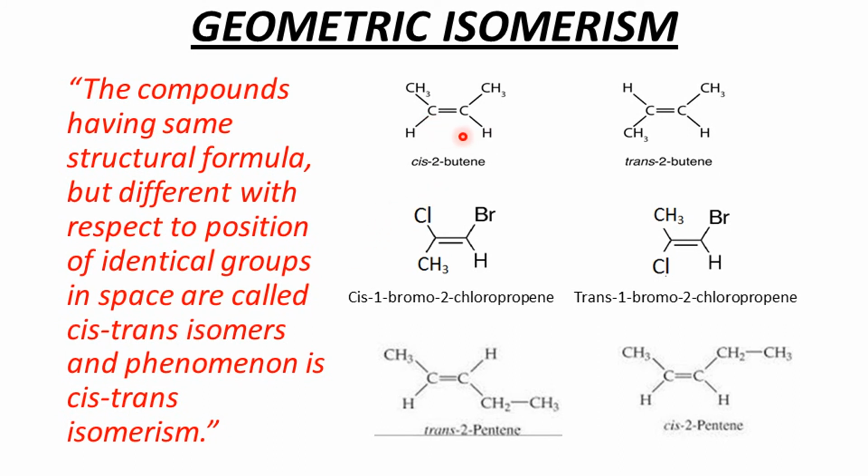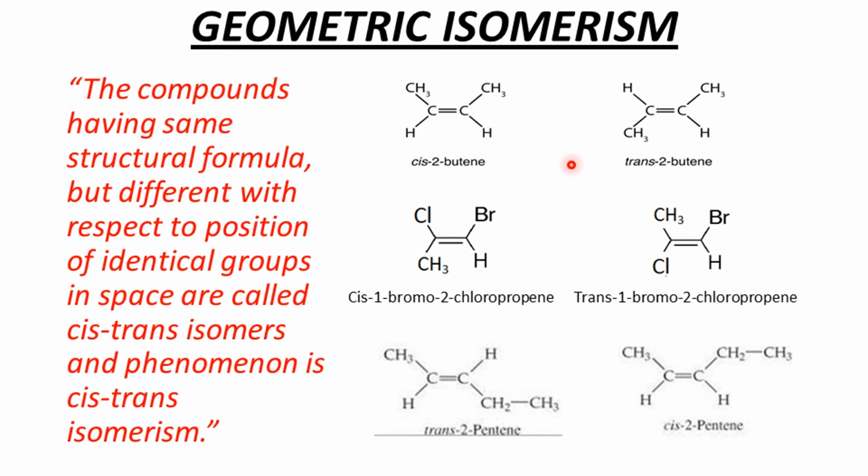Now look at the first compound. This is cis-2-butene, 1, 2, 3, 4. At carbon number 2 we have the alkene group, so this is 2-butene. Now identical groups means the same groups. The methyl groups are present on the same side of the double bond, so this compound is called a cis compound. And here the identical groups, the methyl groups, are present in opposite directions, one above the double bond and one below the double bond, and this is called trans-2-butene.